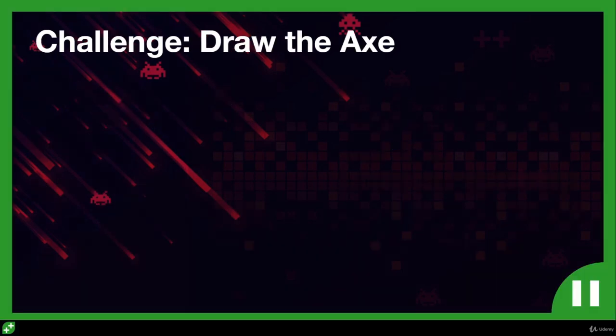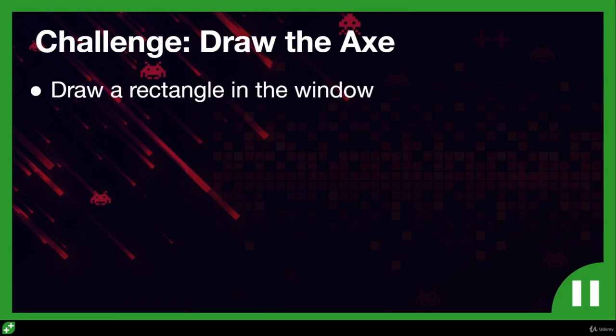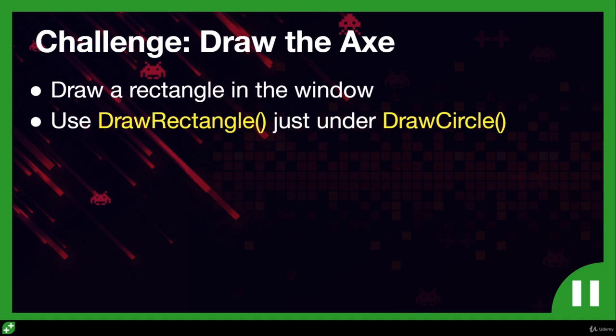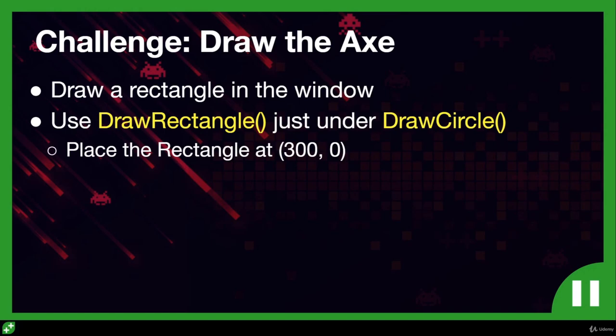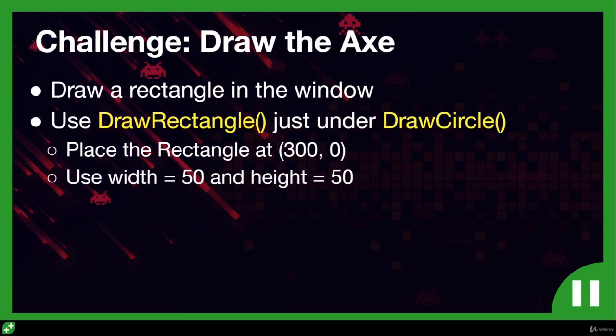Now here's a quick challenge for you. I want you to draw the ax. We're going to draw a rectangle and call this the ax. Use draw rectangle just under our call to draw circle. Place the rectangle at 300 and 0, meaning 300 is the pos x and 0 is the pos y. For the width, use 50, and for the height, also use 50. Use red for the color. Pause the video and try this now.